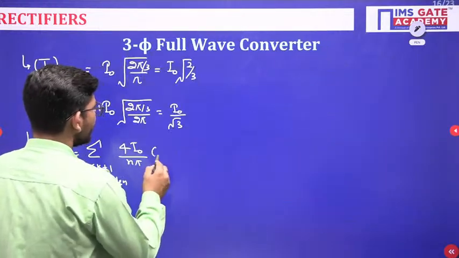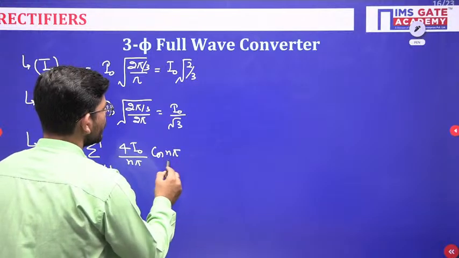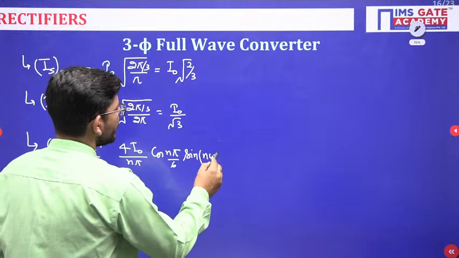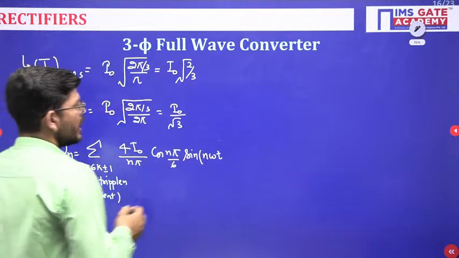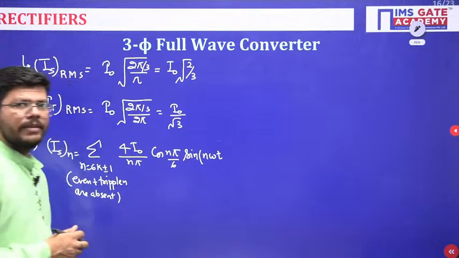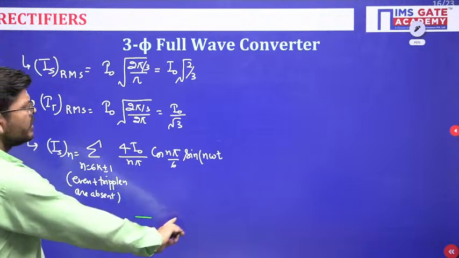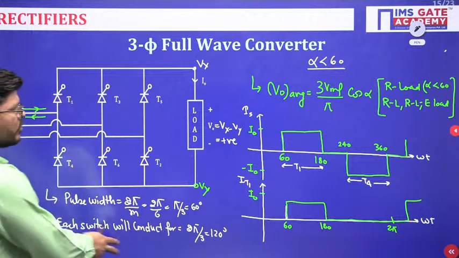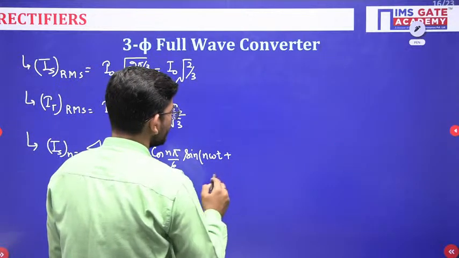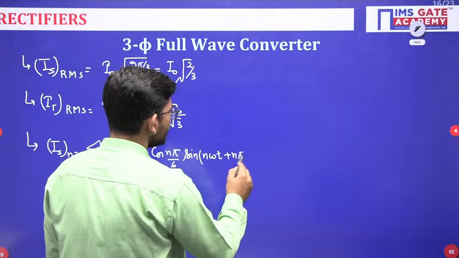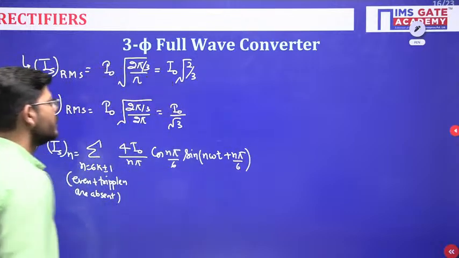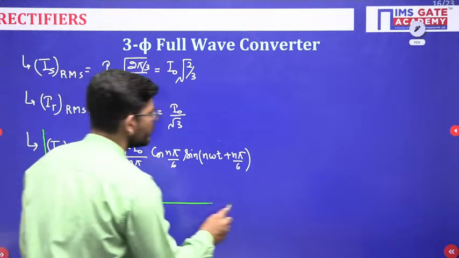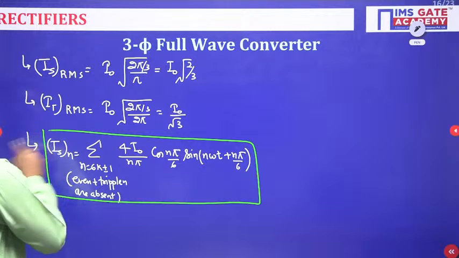So what I will write here is cos of n pi by 6 sine of n omega t. And how much are we shifting here? Yes, it is right. So let me write here n omega t plus n pi by 6. This is how I will be writing the source current Fourier series expression.